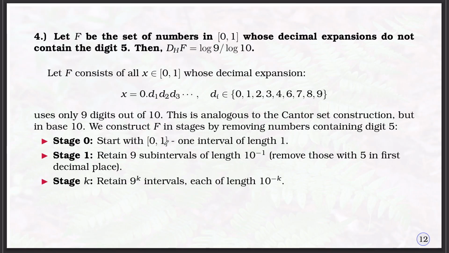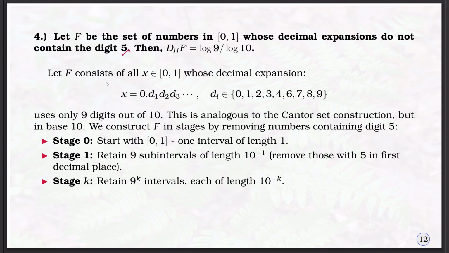Now, let us discuss another example in the real line. Let F be the set of numbers in [0, 1] whose decimal expansion does not contain the digit 5. Then we need to prove that the Hausdorff dimension of F is log 9 by log 10, that means the natural logarithm of 9 over ln of 10.